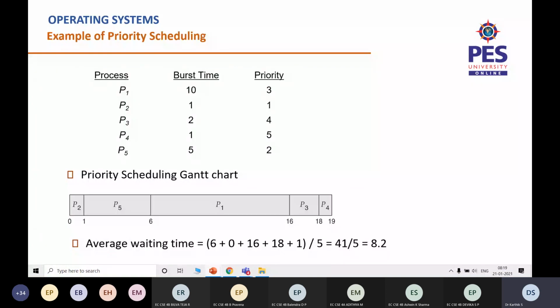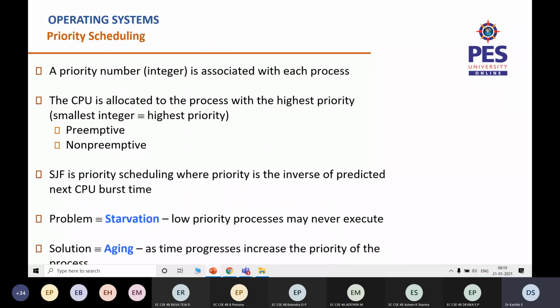But priority scheduling, as we saw, has an issue. What is the issue? It is called starvation. If some process has lower priority, and higher priority processes continuously arrive, then what will happen? The lower priority process will never get a chance to execute, or it will get a chance very late. It needs to wait for a longer period of time. Such a problem is called starvation.